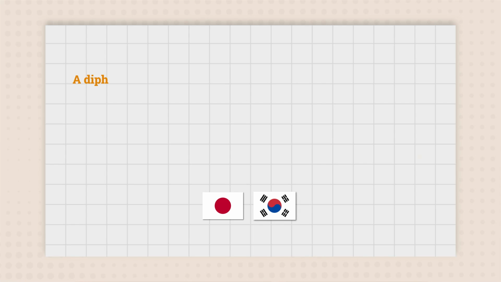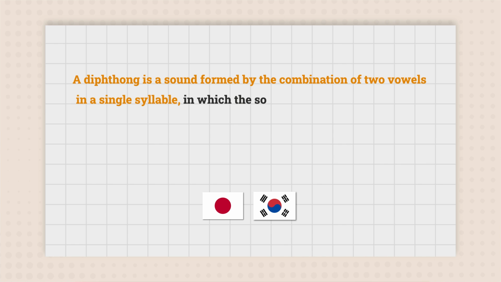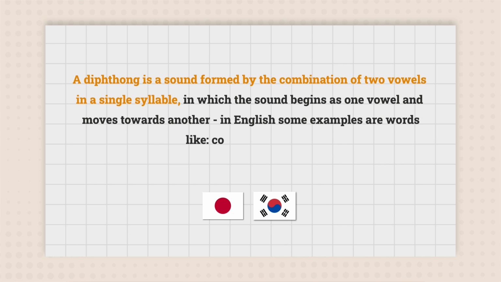Not that kind of thong. A diphthong is a sound formed by the combination of 2 vowels in a single syllable, in which the sound begins as one vowel and moves towards another. In English, some examples are words like coin, loud, and side.